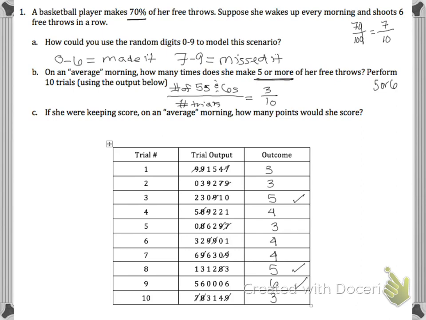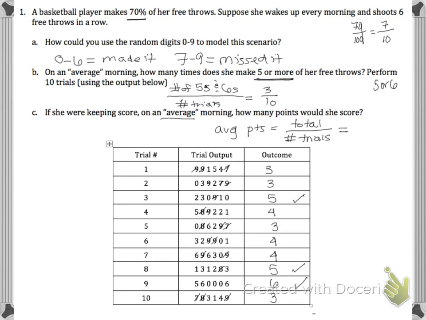So that would be if somebody's asking me what the probability of a certain number of successes out of the total trials would be. That's very different from part C, where it says if she were keeping score on an average morning, how many points would she score? So this is asking me to actually compute the average. So her average points would be her total divided by the number of trials performed. So we actually have to find the total number of points that she scored in this simulation.